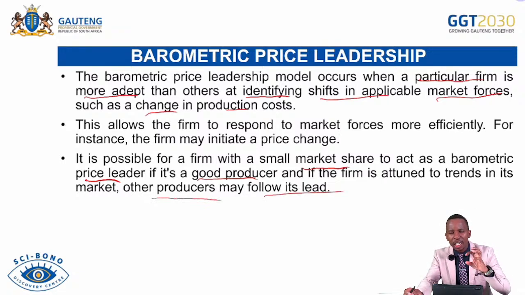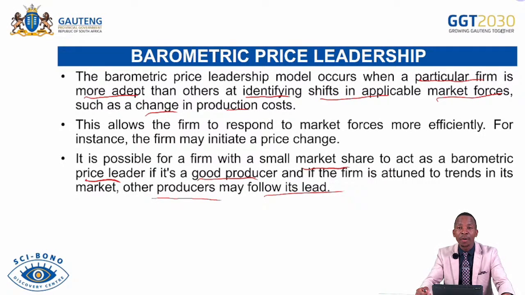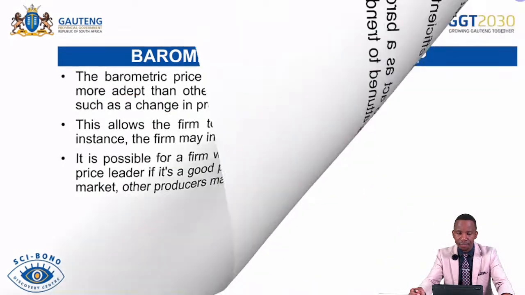So the firm can be small, but if the firm is very good in that particular product and also good on market forces, other firms will always wait for the firm to make a decision under barometric price leadership, and then they will always follow that particular firm with that decision, because the firm is very good at monitoring the change in the forces of the market.